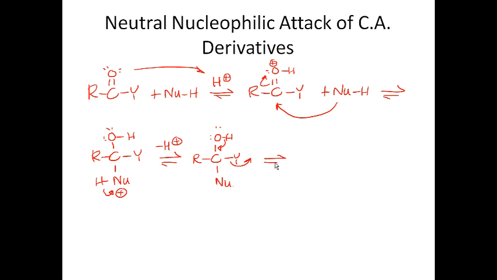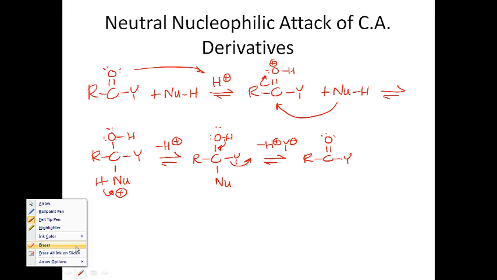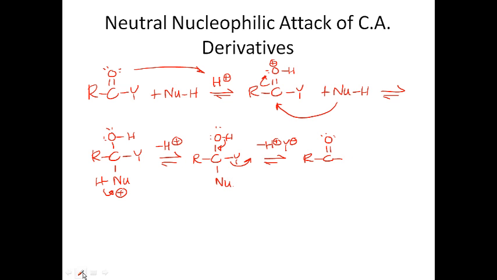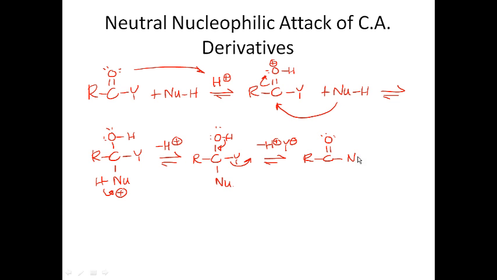So it is possible that we could lose the H+ and the Y- in this step to then reform the carbonyl. Oh, I just lost that Y group. And then I would do my substitution. So that's one way this reaction could occur.